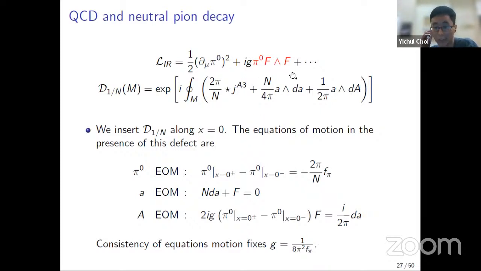So here we see that by matching the non-invertible symmetry from the UV QCD to the IR pion Lagrangian, we can correctly reproduce the well-known result. We can fix the value of this coupling constant, which can then be used to correctly predict the decay rate of the neutral pion into two photons.